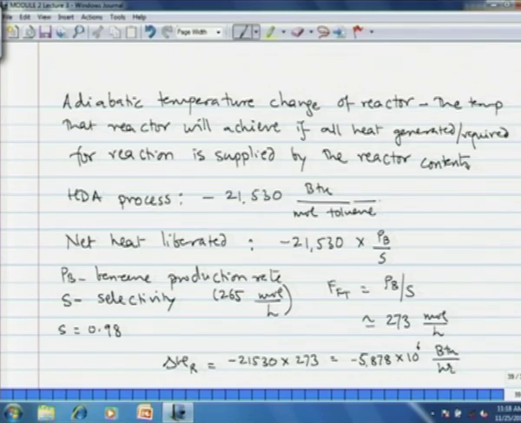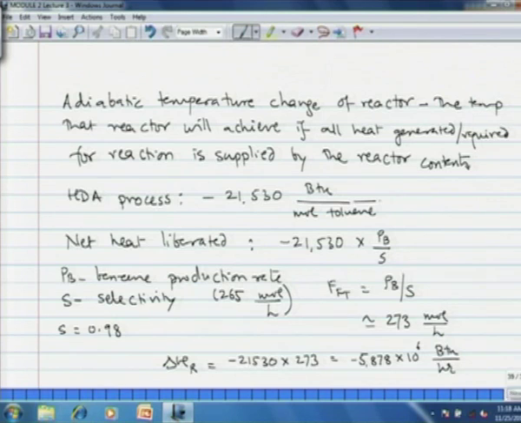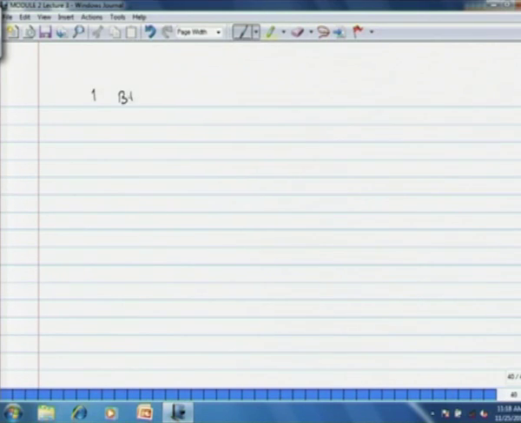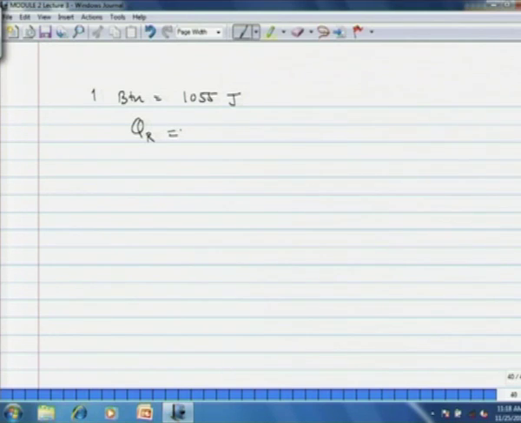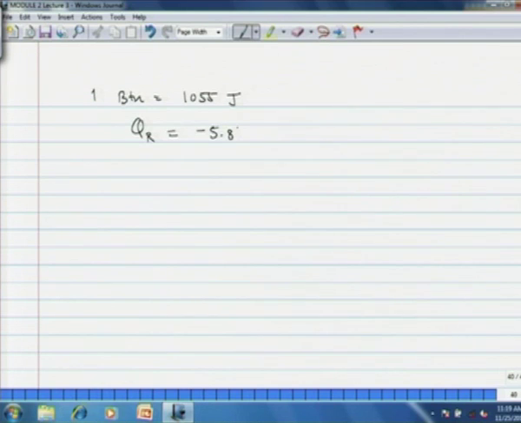Now, before we go for further calculation, I would like to give some conversions. Unit conversion: 1 BTU is 1055 joules, okay, and with this you can convert the calculation into SI units. In tutorial we shall see calculations mostly in SI units. Okay. This is just learning principles, so I am using previous units. So, for production of 265 mole per hour of benzene, the heat that is required is minus 5.878 into 10 to power 6 BTU per hour.